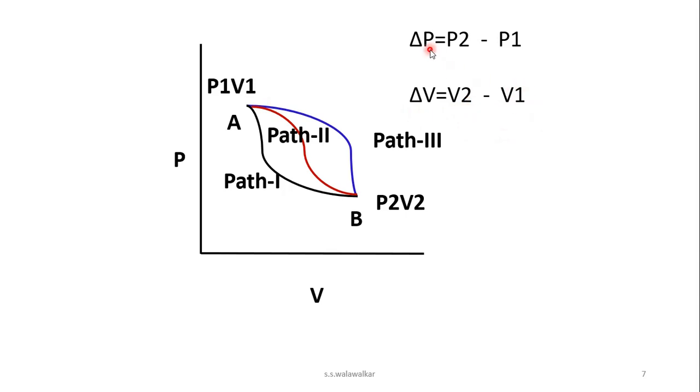And this change in pressure or change in volume by changing the state from A to B is the same whether this change is carried out by path first, path second, or path third. So delta V or delta P, that is change in pressure or change in volume, does not depend upon the path. It depends upon the initial state and final state. So these are state functions, not path functions.